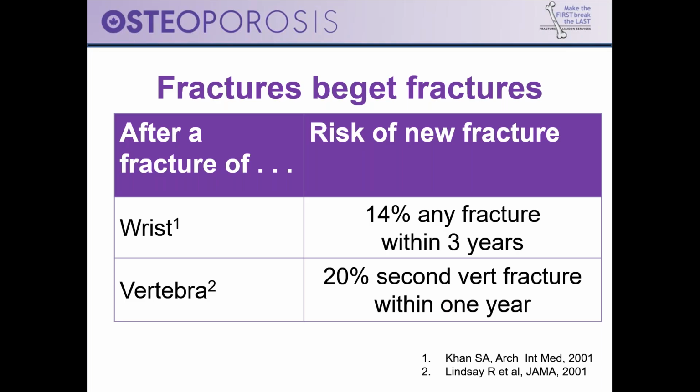So I want to move to another issue, which is the fact that fractures beget fractures. After a broken wrist, about 15% of patients will return with another broken bone within the next 3 years. So that's certainly moderately elevated. But after a vertebral fracture, 1 in 5 will come back with a second vertebral fracture within 1 year. So this is a very, very high risk. What about the broken hip? We often think of the broken hip as the end of the road.